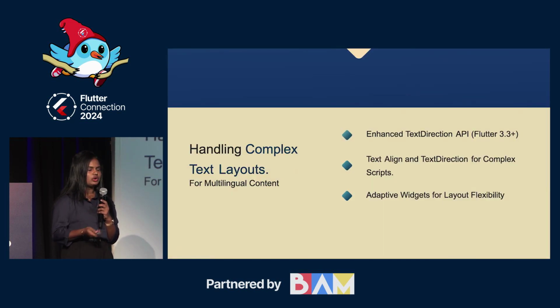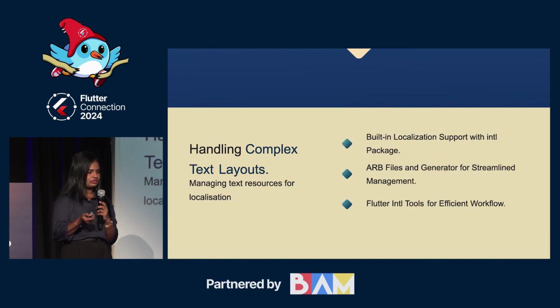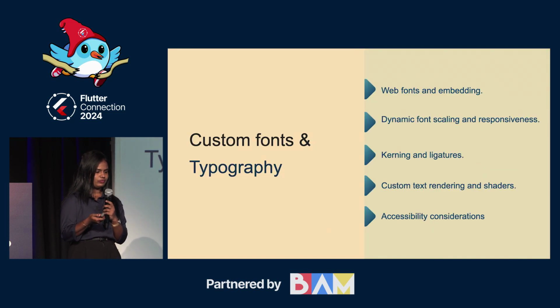And how can we handle complex text layouts? By using enhanced text direction APIs, and we can use text align and text direction for complex scripting, and adaptive widgets for layout flexibility. We also have support for localization with our localization package, ARB files and a generator for streamlined management of text in different languages, and Flutter Intl tools for an efficient workflow.